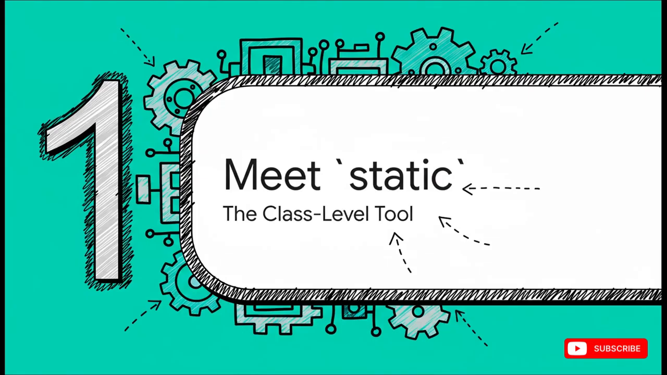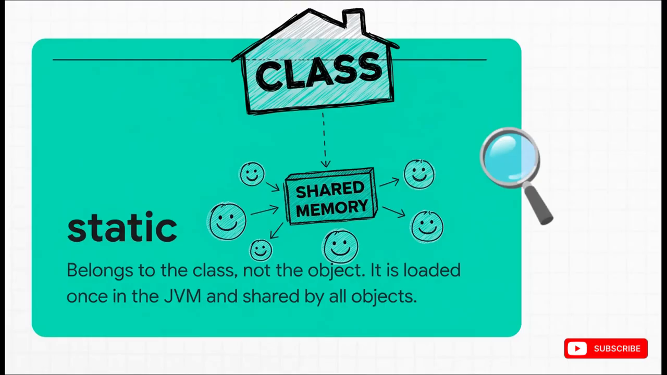All right, first up, static. Let's think of this as the foundational building block. It's how you share resources and behaviors across your entire application, and it's super important to get this right. Okay, so what does static actually mean? Here's the most important thing to remember. Static stuff belongs to the class itself, not to any one object you create. The JVM loads it into memory one single time, and that one copy is shared by everything.